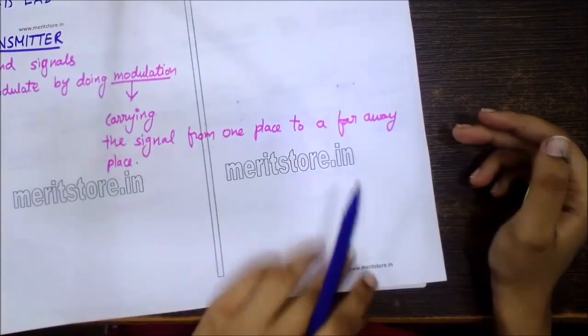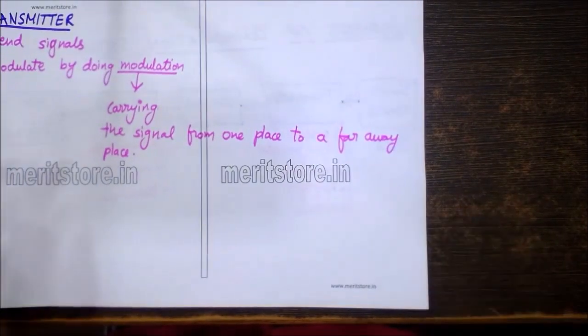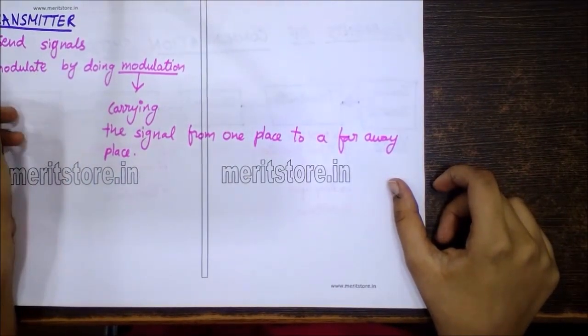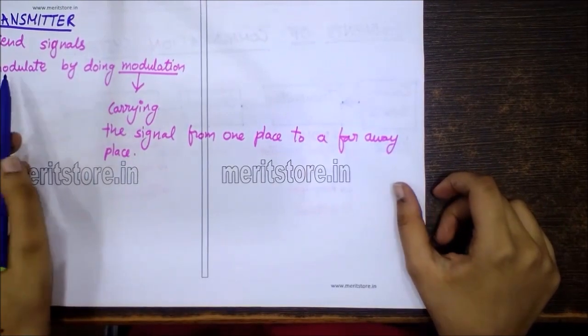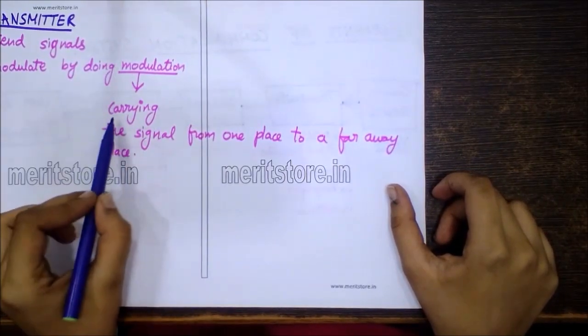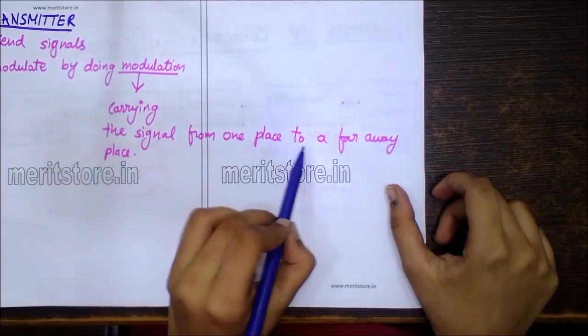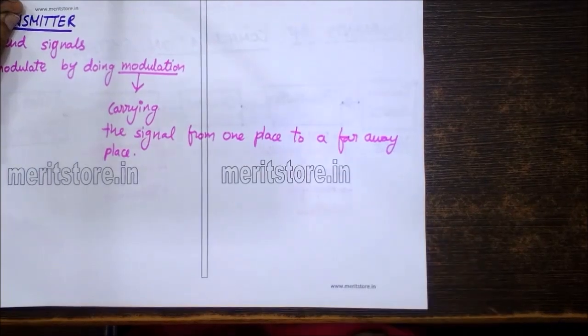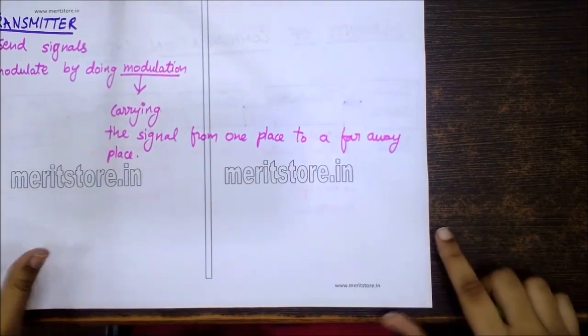Transmitter. Again, we will discuss the transmitter in a little detail. What does a transmitter do? It sends the signal. The signals are sent by a transmitter. It modulates by doing modulation. What do you mean by modulation? Modulation is carrying the signal from one place to a faraway place. From the source to the destination, the signal is carried as it is.